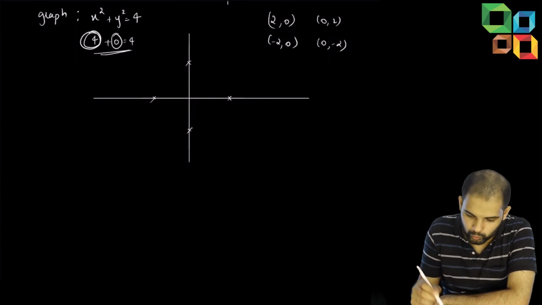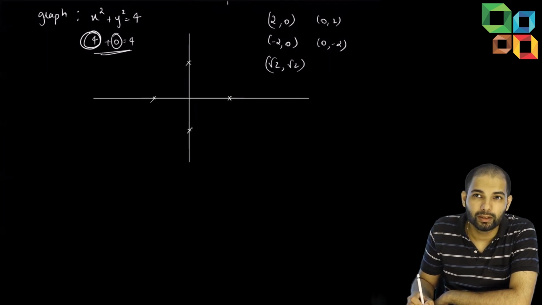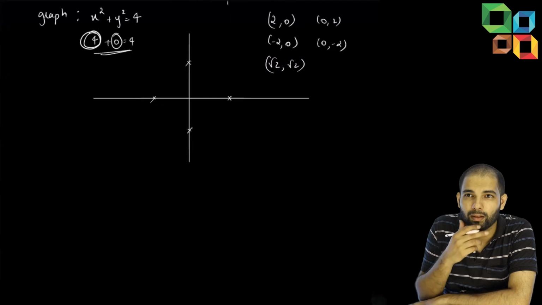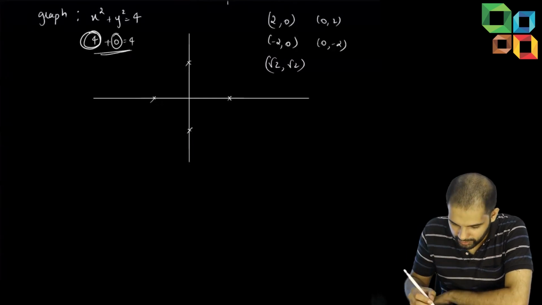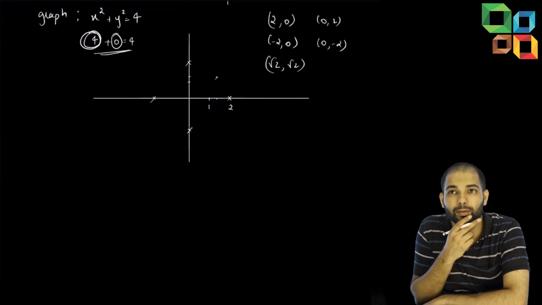Root 2, root 2. Yes, fine. Makes sense. Any more points? Let me just try to plot it. So this is 1, right? If this is 2, this is 1, this is 2. So root 2 is approximately 1.4, somewhere here. Similarly, this is 1, so 1.4 would be somewhere here. This would be my point.